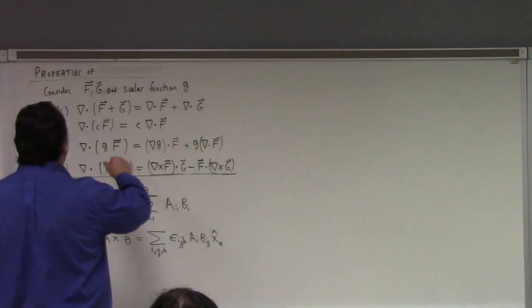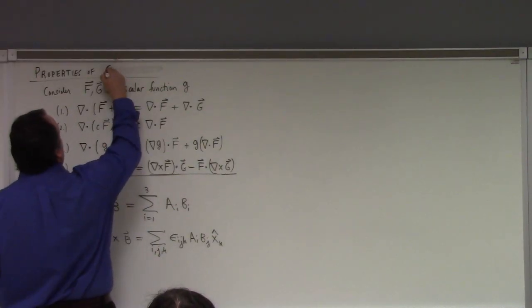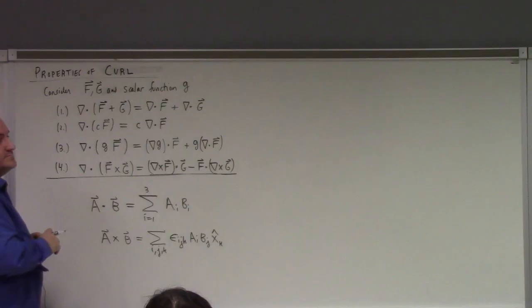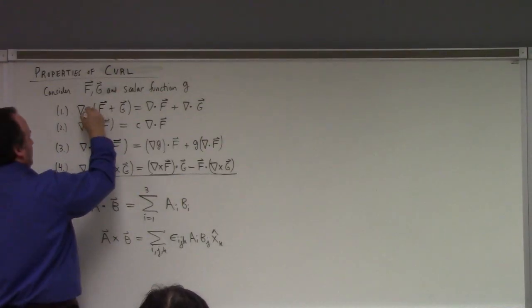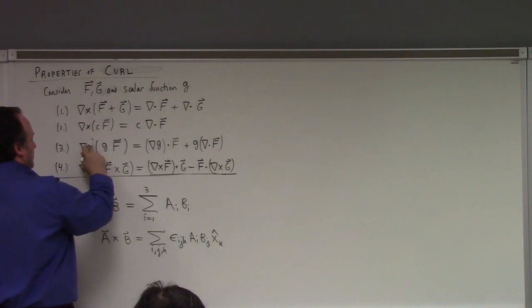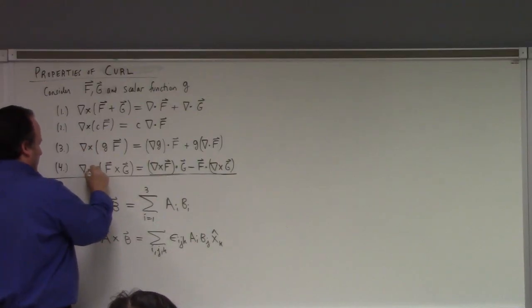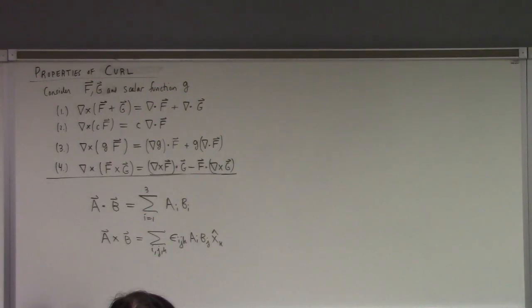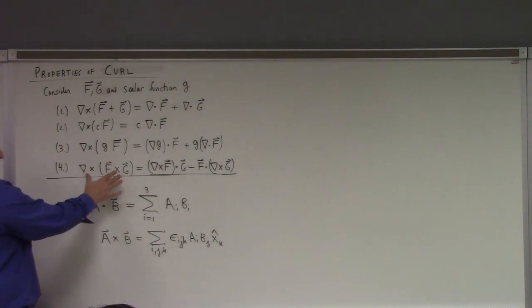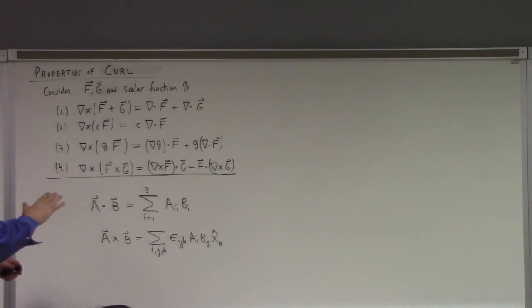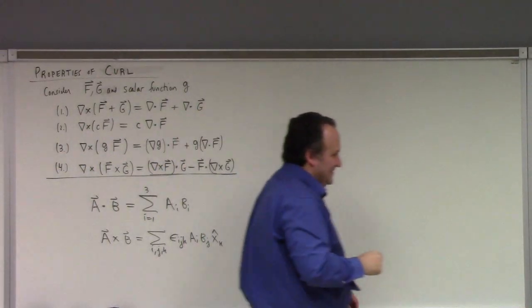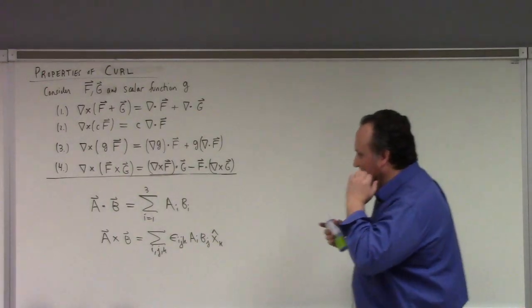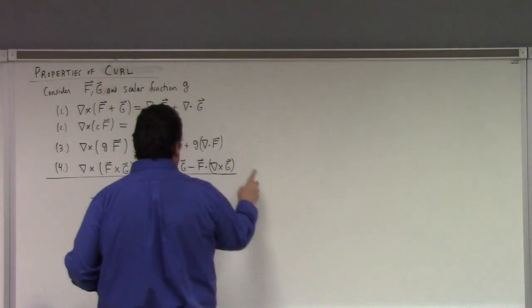So, what if we have curl? So instead of dot, cross, cross, cross. Ooh. That seems bad. The curl, the cross product of the cross product. I have a bad feeling about this one. As hard as this was, I think this is going to be worse.